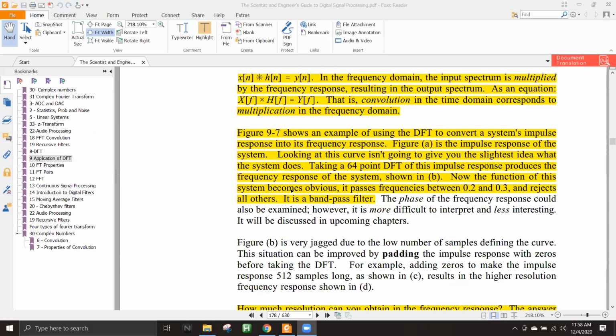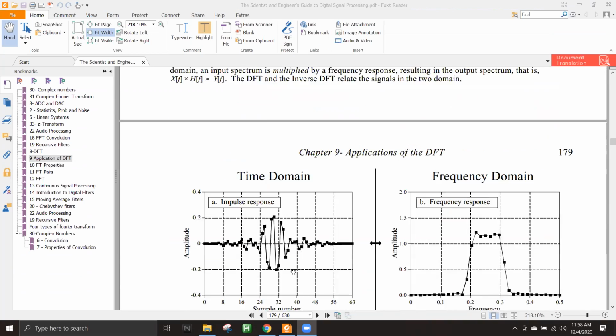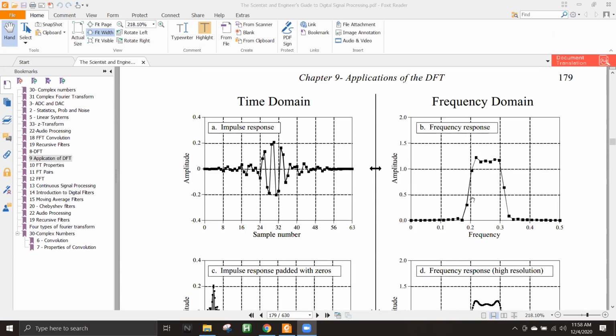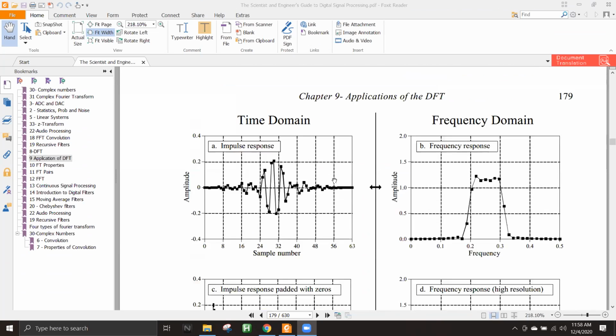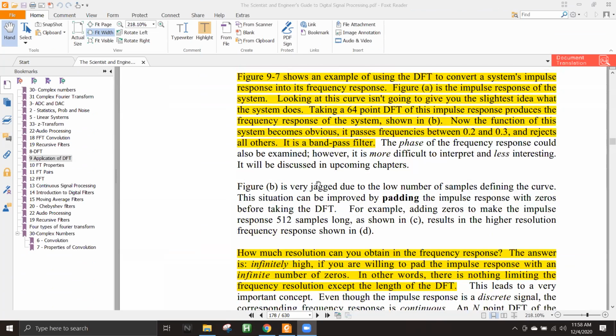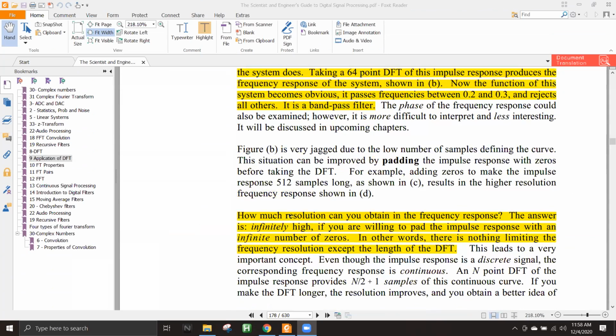Now the function of the system becomes obvious. It passes frequencies between 0.2 and 0.3 and rejects all others. So it is a band pass filter. Only after seeing the frequency response can you understand that this is actually a band pass filter. You cannot understand anything by looking at this, but from this it is easy to see that it is actually a band pass filter. The impulse response was being shown.